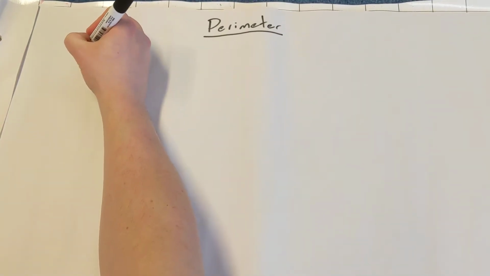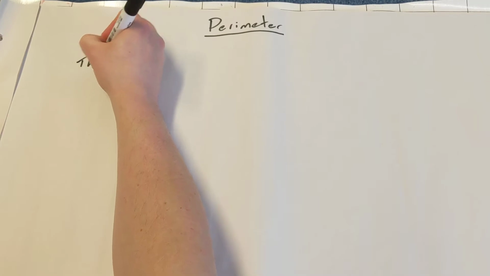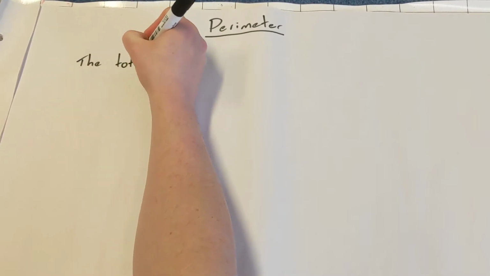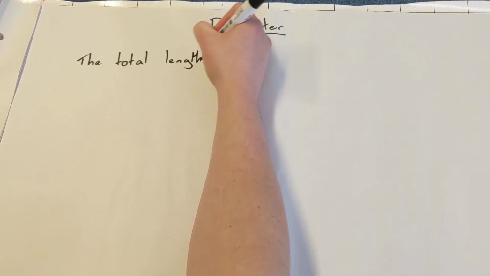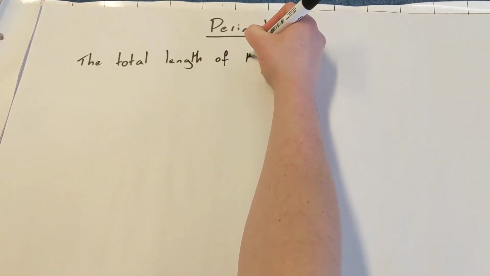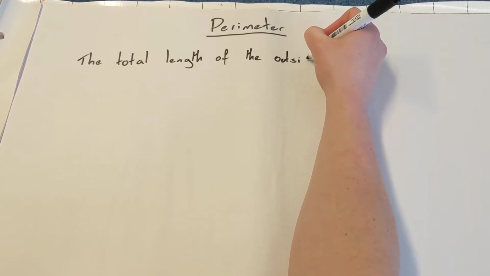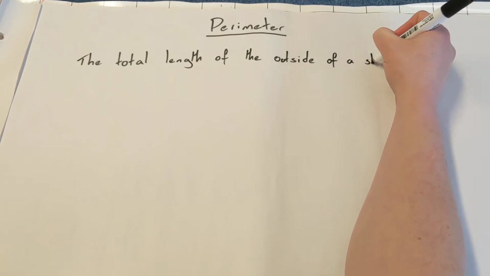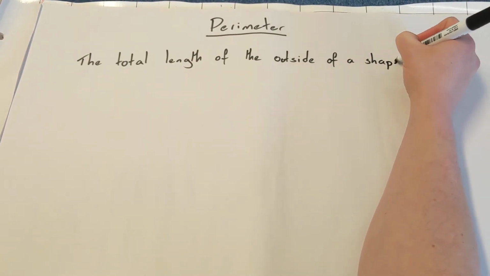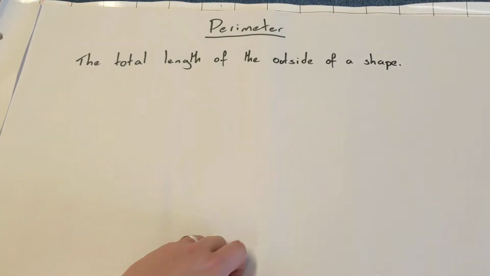So if we don't already, perimeter, that is the total length of the outside of a shape. So basically, we just add all the sides up and that gives us the perimeter.